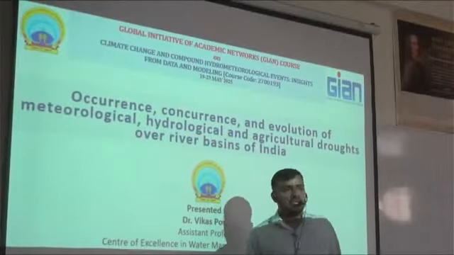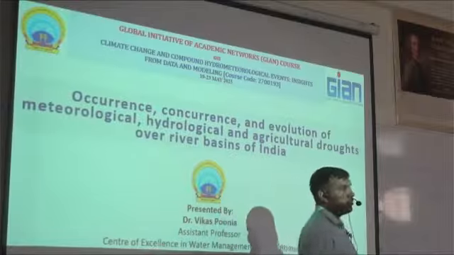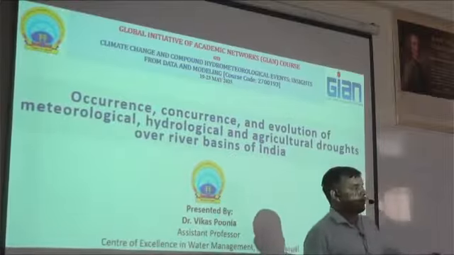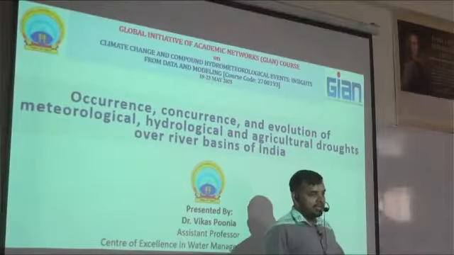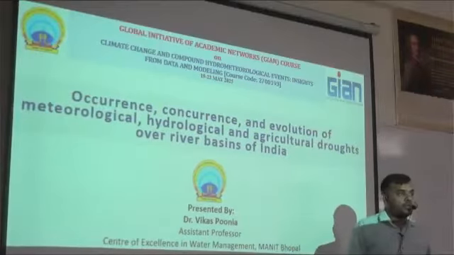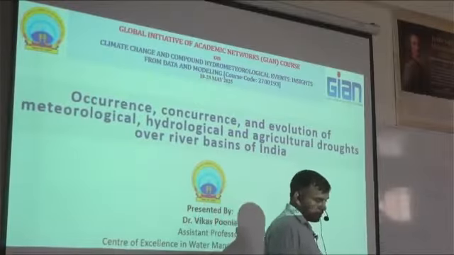The first one is the occurrence or distribution of the drought. The second one is the concurrence, where more than two types of drought, it can be 2, it can be 3, it can be 4, are occurring simultaneously at the same time. And when one particular drought is converting into another drought type, that is known as the drought evolution process.